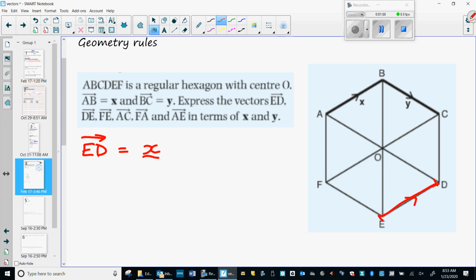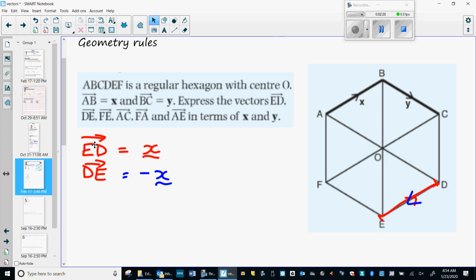Right, that was nice and easy, yes? What about DE? So obviously same two letters, but this time we're going the opposite direction. What do we say when they're the opposite direction? Minus. Minus, yeah, so it'd be negative x. Wouldn't you say that it's y? No, because remember y goes in this movement, okay? So y is anything that goes in this direction. x is the only one that goes like that, yeah?